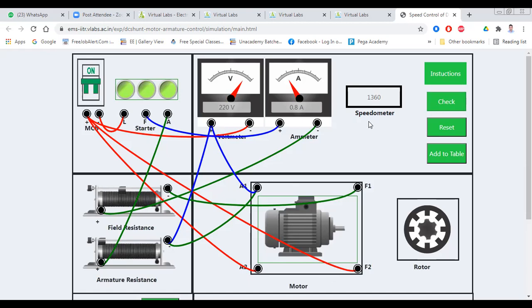See how much speed there is in the speedometer, and there is also a digital tachometer behind the ammeter. In the digital tachometer, 1360 speed is showing. I think the speedometer speed is visible to all of you, right?